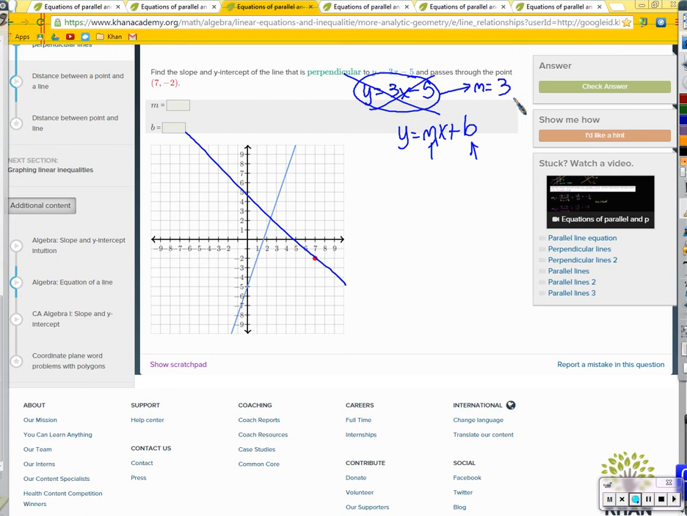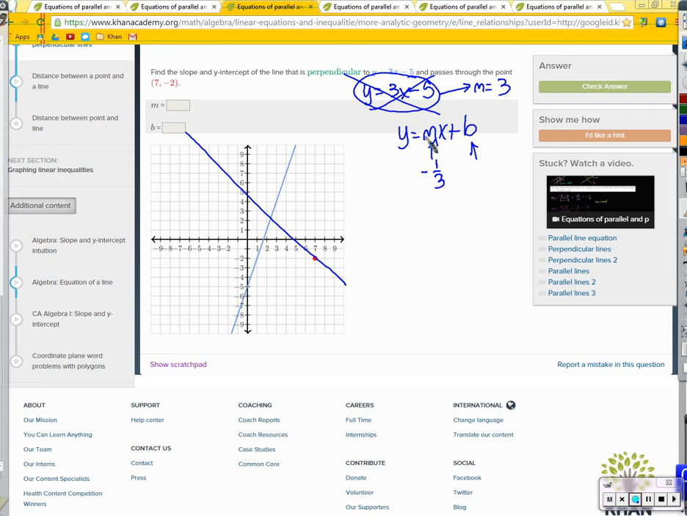Yeah, but it's also perpendicular, so it's got to go the opposite direction. So the only piece of useful information that comes from this line is the slope, so that we can know what our slope is. It's got to be negative, like I said. Negative 1/3. So you just plug that into the equation.